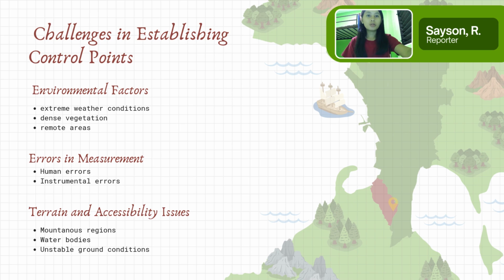Mountainous regions, water bodies, and unstable ground conditions complicate control point establishment. Advanced technologies such as drone mapping and LiDAR help overcome these challenges by capturing detailed topographic data. For example, if a surveyor is working in hilly areas, they may struggle to set stable control points because shifting soil and landslides can move the marker over time.